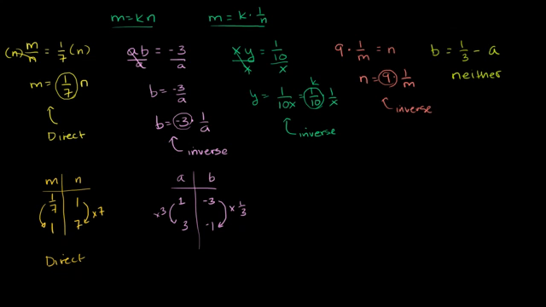I'll do it in that same green color. So we have a and b. When a is 1, what is b? 1/3 minus 1. That's 1/3 minus 3/3. That's negative 2/3. And then, just for fun, let's divide a by 3. So if a goes to 1/3, so over here we're dividing by 3, or you could say we're multiplying by 1/3, then b is equal to 0.